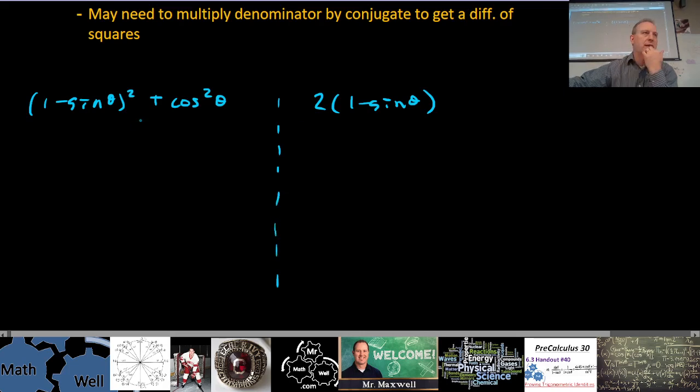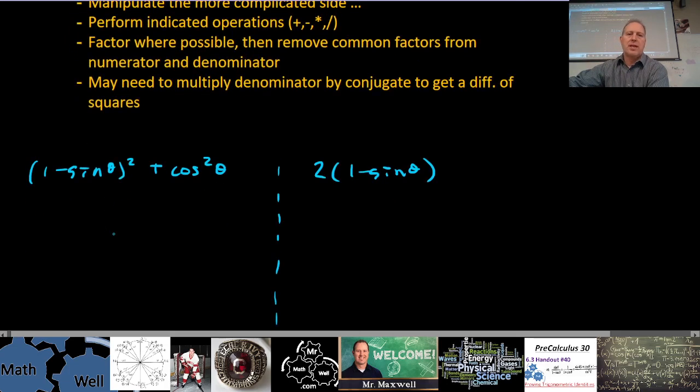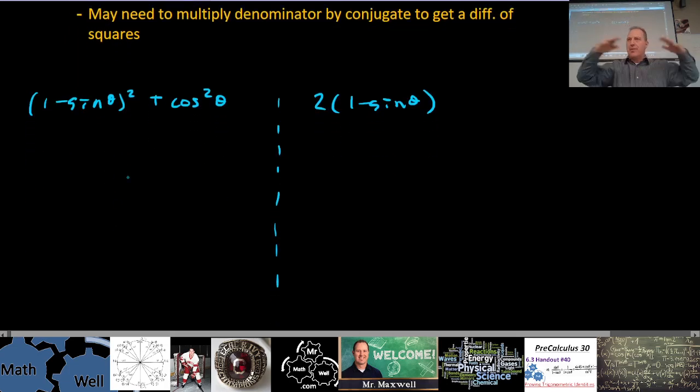Okay, so the more complicated side would be this side on the left. So everything is in terms of sine and cos. We look back to our tips, right? We're going to manipulate one side, the more complicated side. That's the left side here. So I'm going to perform some indicated operations to try and either gather some like terms, reduce some things. So I see that I have 1 minus sine theta all squared.